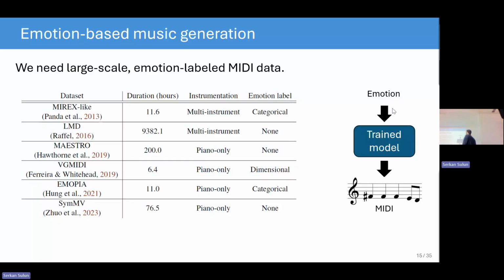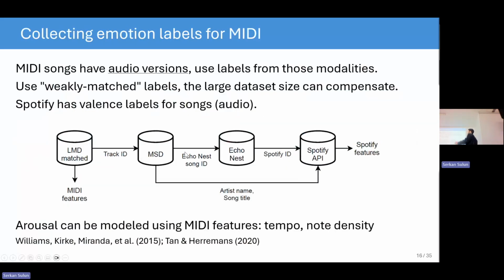And here you can see that the ones with emotion labels are quite small. The maximum duration is like 11 hours. But as I said in the beginning, we have this one MIDI data set, which is 9,000 hours. So ideally, if we could label this data set with emotions, that would be great. And this is what we try to do here. But then how can we do it automatically? We don't want to go through 9,000 hours of audio.